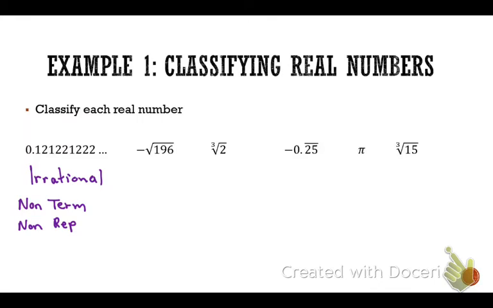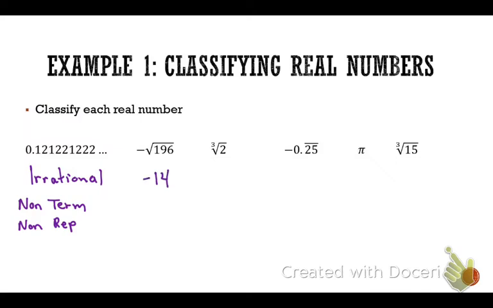The negative square root of 196. Here's where it comes back to: is it a perfect square or not? Can you take the square root of 196? What is it? 14. So there's your first test at how well you know your perfect squares. The square root of 196 is 14, but now you have to bring down the negative.